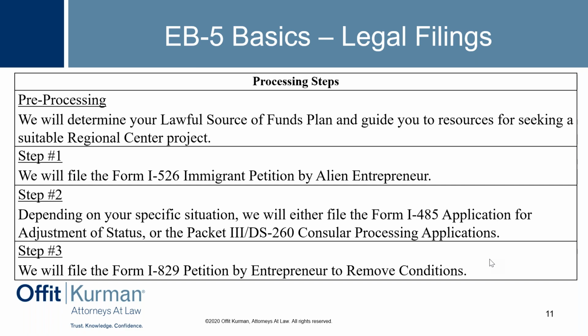Once that form is approved, the next stage is, and this is a timing issue, you've got to wait until you are able to file these forms. If you're already in the US, you file a Form I-485 for yourself and your family. And then after that processing is done, then a conditional green card is produced for the beneficiary and their dependents.